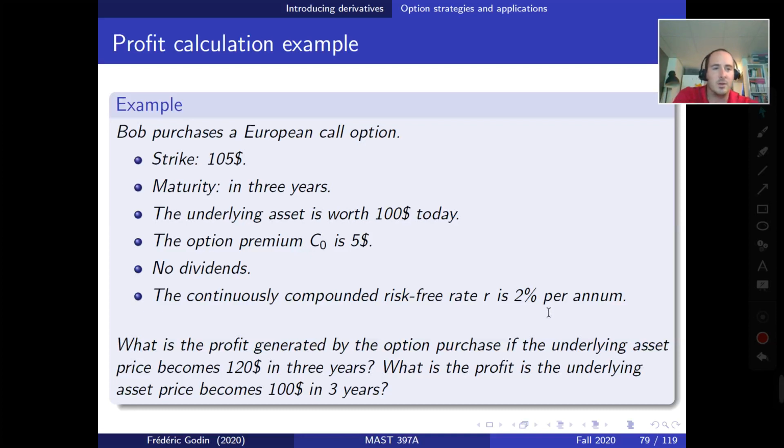Okay, so then we will illustrate notions of payoffs versus profits by looking at a simple option transaction. So here, let's consider that case. Bob purchases a European call option. Its strike is $105. The maturity of the option is 3 years. The underlying asset is worth $100 today. The option premium is $5. There are no dividends. And finally, the continuously compounded risk-free interest rate is 2% per annum.